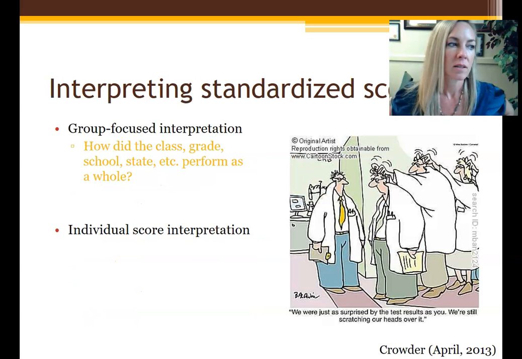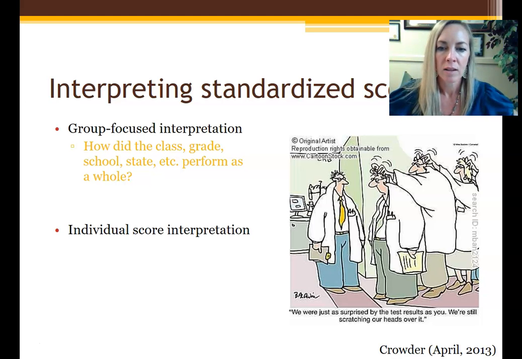So how do we interpret these standardized scores? Well, we have a group-focused interpretation. How did the class, grade, school, state, etc. perform as a whole? And then you can also oftentimes look at one student and compare to other students of the same age. So one test may be used to make many kinds of interpretations, or it may focus on a single kind of interpretation.